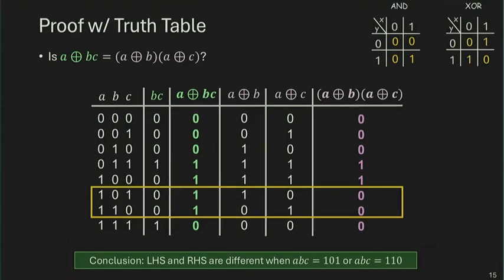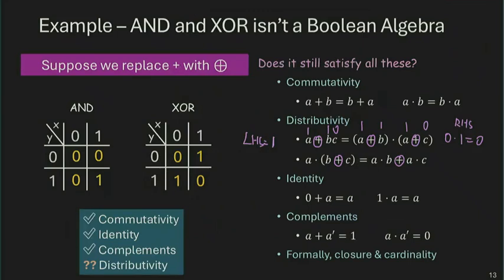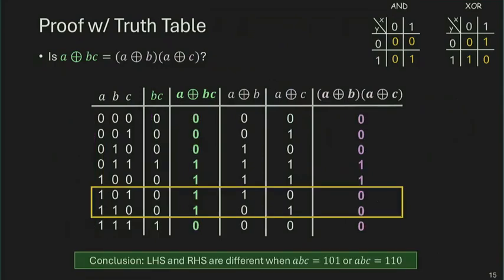Any questions? And again, to sum it up, because these two gates violate distributivity, they just don't match up with each other. This is not a valid Boolean algebra. You cannot build a Boolean algebra using these two gates, which means you cannot manipulate a Boolean expression with AND and XOR and then apply those XOR-based theorems. Any questions?